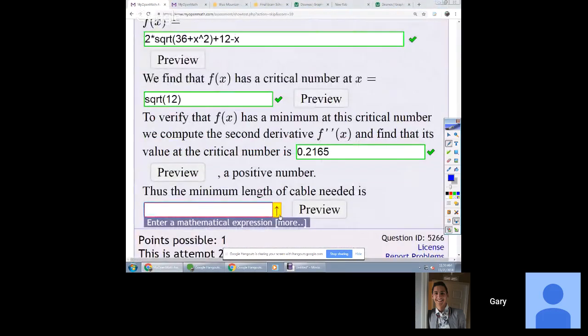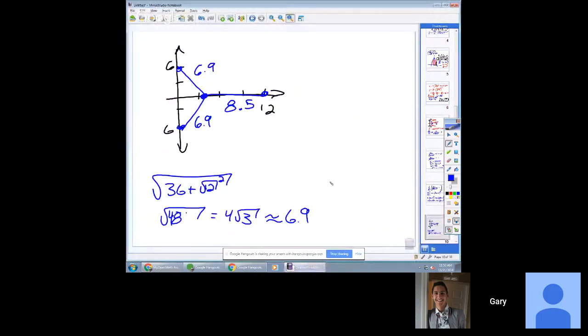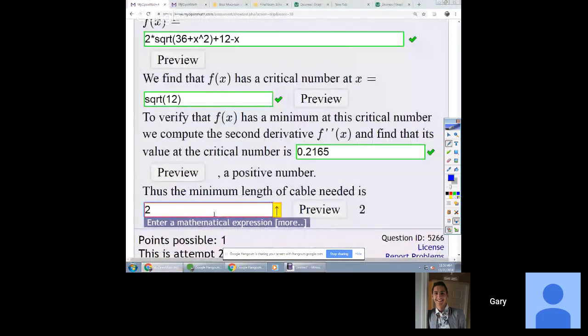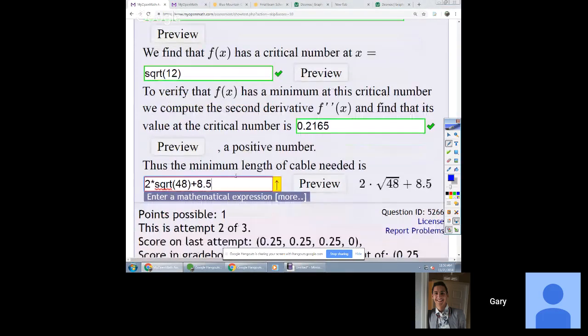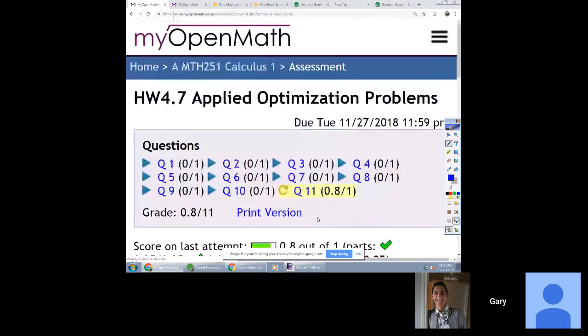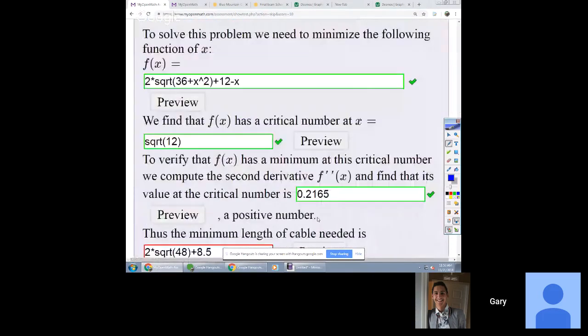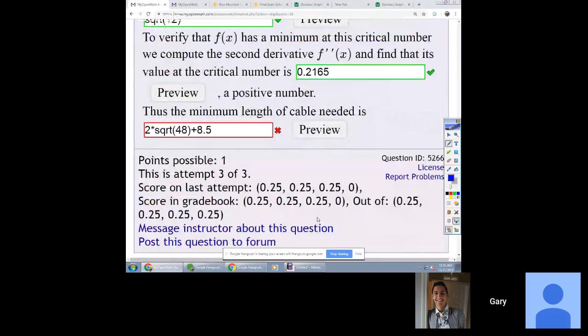So let's see. What was that? That was the square root of 48 was one of those sections. So twice the square root of 48 plus 8.5. So I can just enter that in. Twice the SQRT of 48 plus 8.5. Is that what I said? Submit. No, it doesn't like that either. Come on.